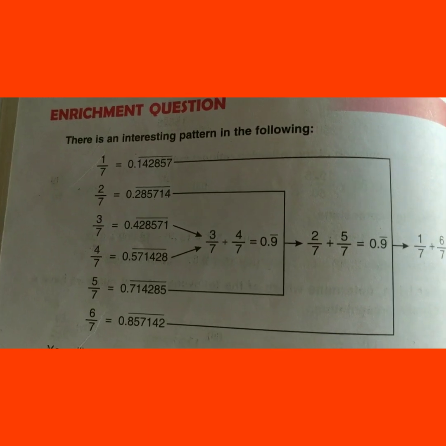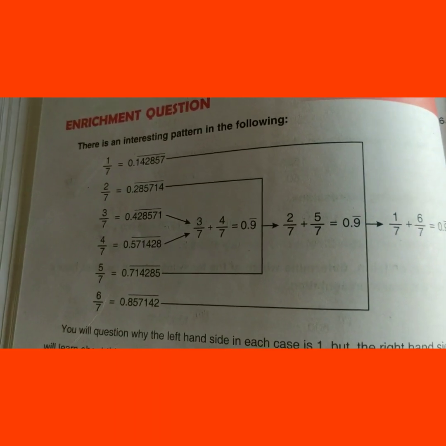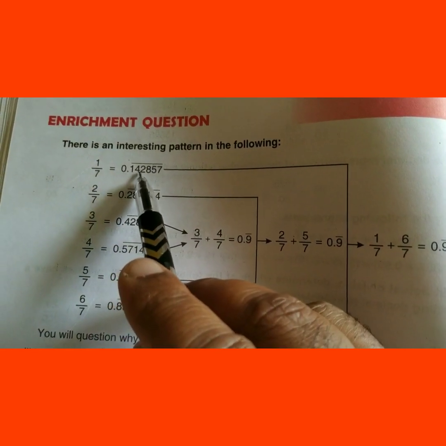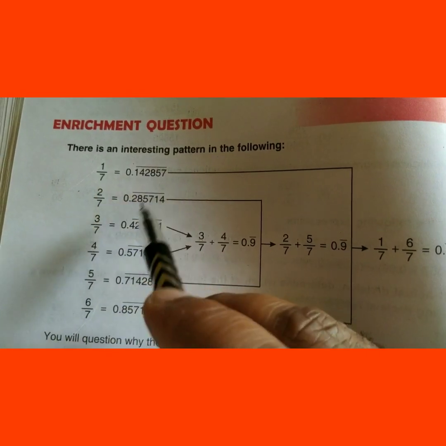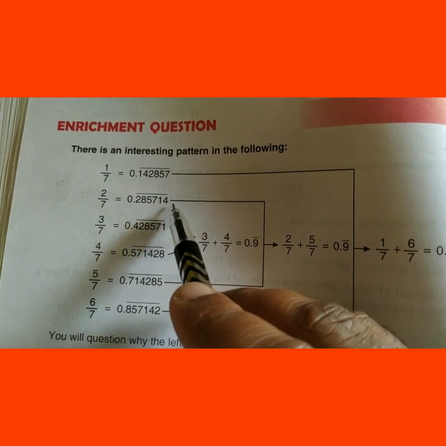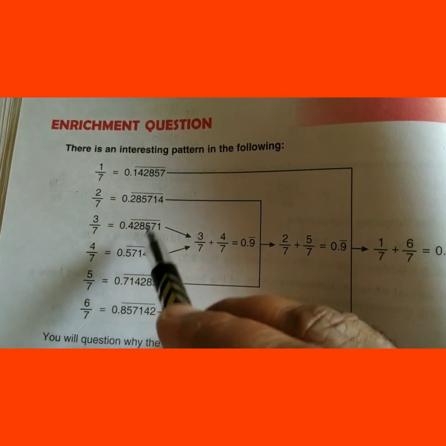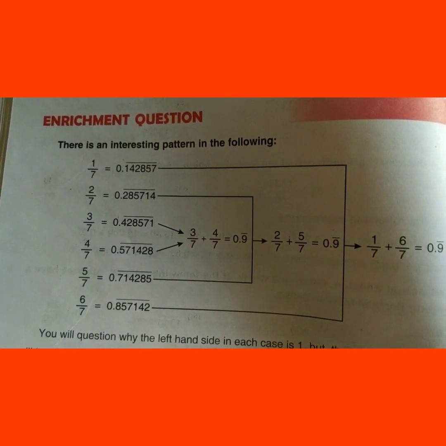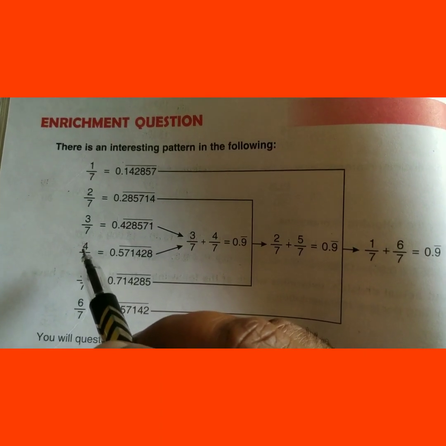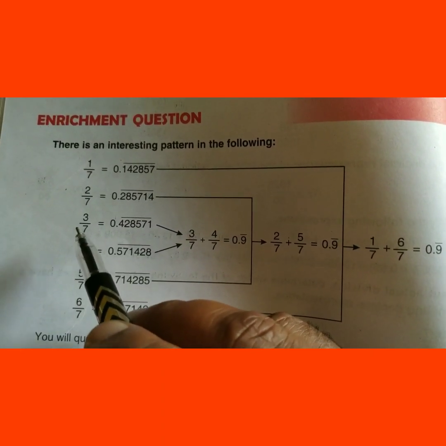Enrichment question. You are given some values. For example, 1/7 is 0.142857 bar. 2/7 is 0.285714, again 285714 repeating. So you have to look at some pattern here.